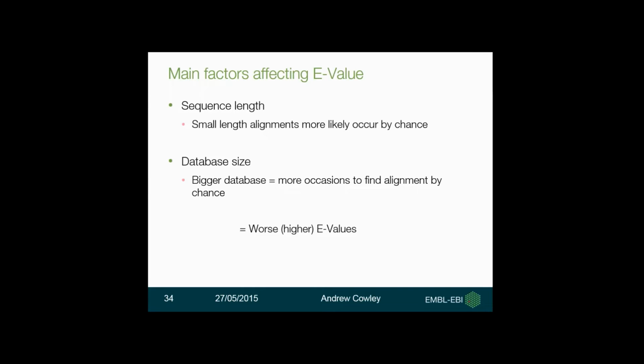So what are the main factors that affect the E-value? Well, as well as just the alignment, the length of the sequence affects the alignment. So short alignments are more likely to occur by chance. The other one is database size. If you have a bigger database containing more entries, then there are more occasions to find that alignment by chance. So both of those result in a worse or higher E-value score.